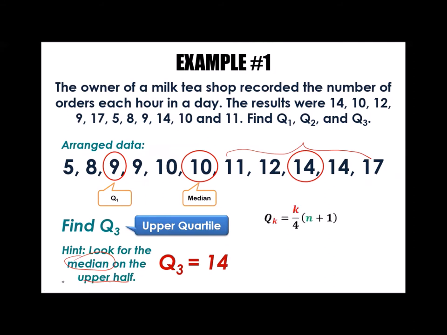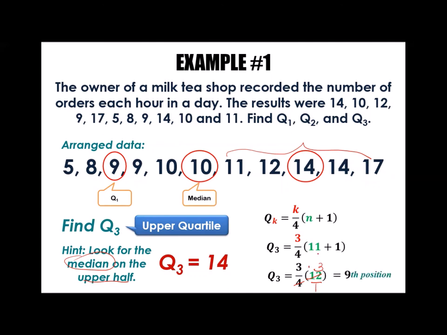Paano po ulit yon doon sa formula? The value of K now is 3 kasi Q sub 3. And then the value of N is 11. So 11 plus 1 is 12, over 4. So simplifying this, we could cancel 12 and 4, kasi ito ay magkakaroon ng over 1, tama? Divisible kasi si 12 at saka si 4, which will become 3. And then 3 times 3, the answer there is 9.